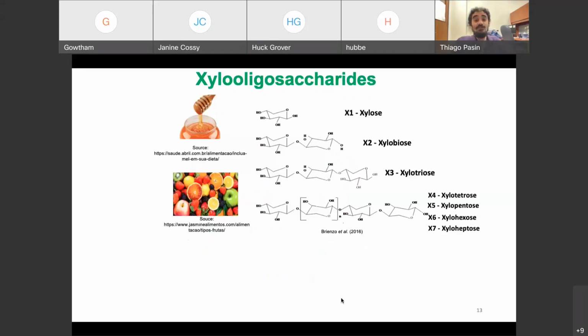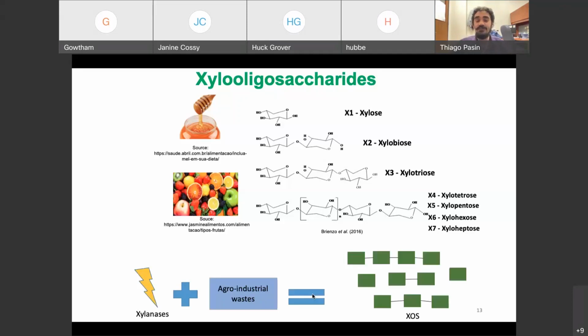The xylanases can be used on the hemicellulose residues, for example, biomass, to produce a lot of different sugars. So we can use xylanase to produce xylooligosaccharides, different sugars, as for example xylose, xylobiose, xylotriose, tetrose, pentose, hexose, and moving on. The majority of the products generated from the xylan by xylanase activity are xylobiose and xylotriose. So using the xylanases on the agroindustrial wastes can generate a lot of xylooligosaccharides.